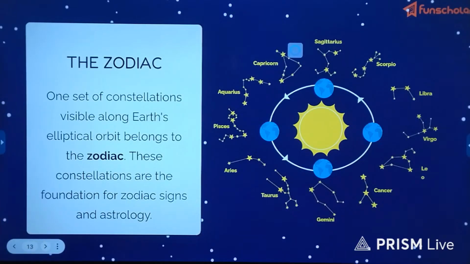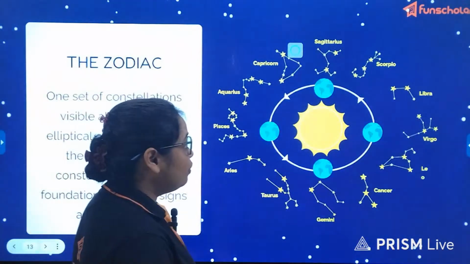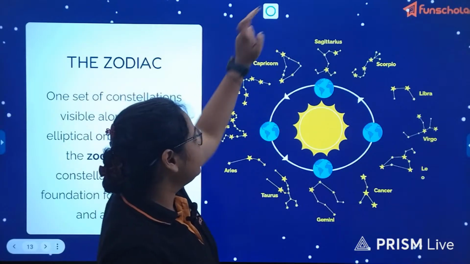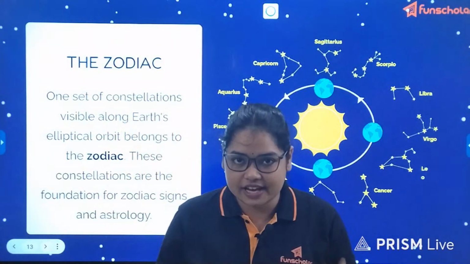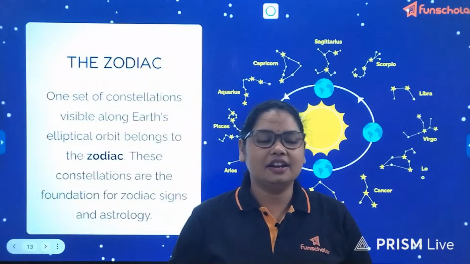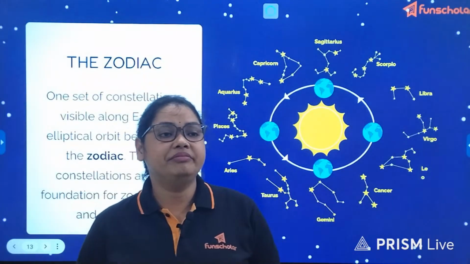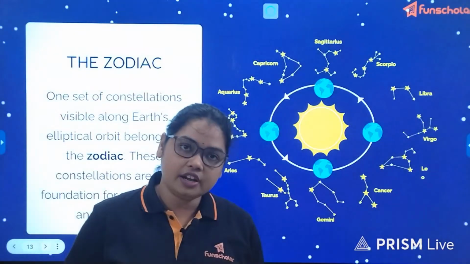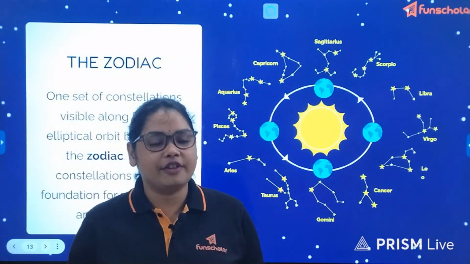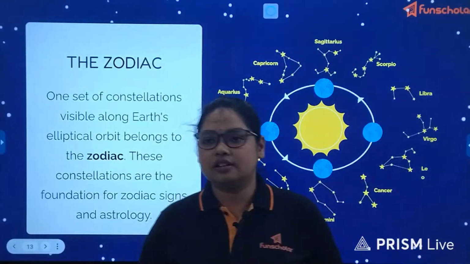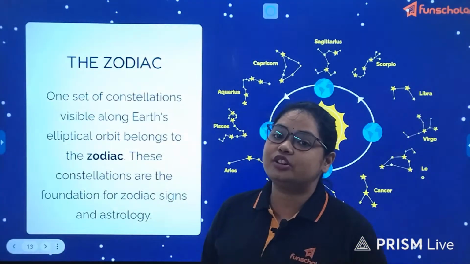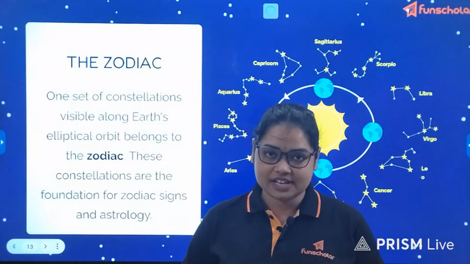Zodiac. One set of constellations visible along Earth's elliptical orbit belongs to the zodiac. These constellations are the foundation for zodiac science and astrology. Yes, of course, there are 12 zodiac signs in astrology, and it is very common. Some believe in it, some don't, but at least we all are aware of these things. Those who believe are often interested to know the zodiac signs of others.